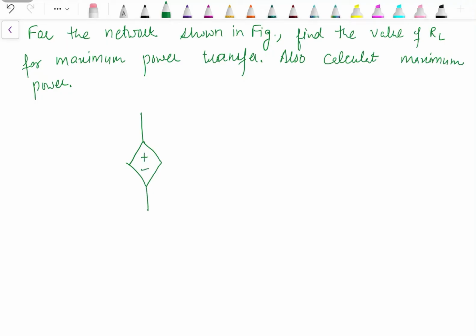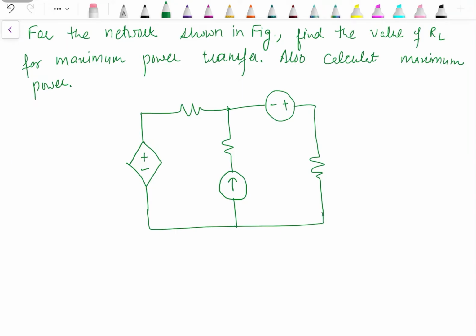In this circuit, we have again a dependent voltage source. This resistance is a load resistance, 2 volts, 1 ampere, 1 ohm, 1 ohm. Voltage across this 1 ohm is Vx, and this Vx is controlling the voltage of this voltage source, which is supplying voltage to Vx. Again, we have a dependent voltage source over here.